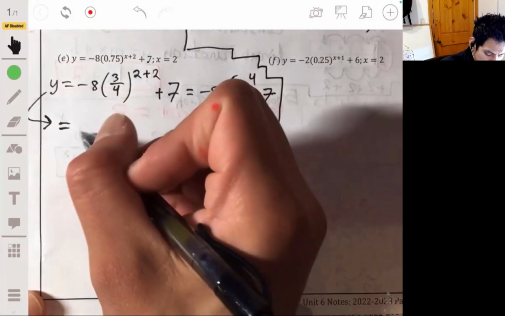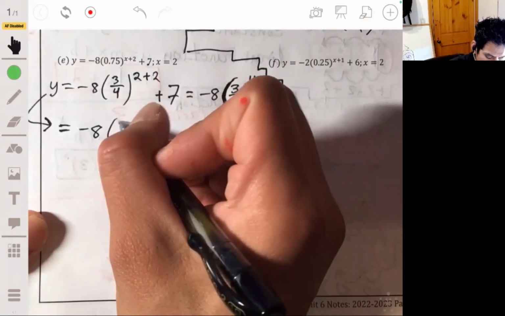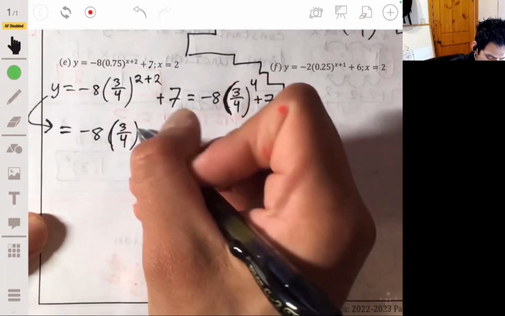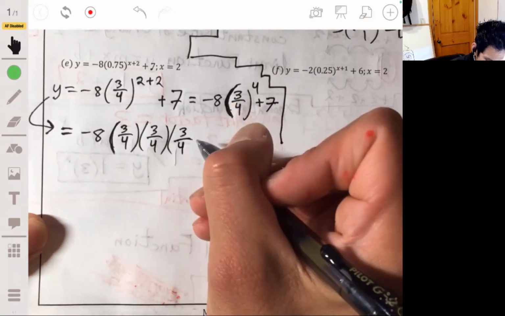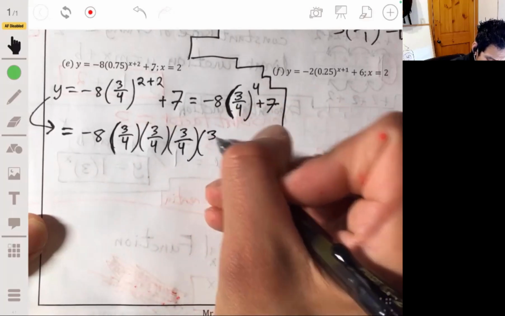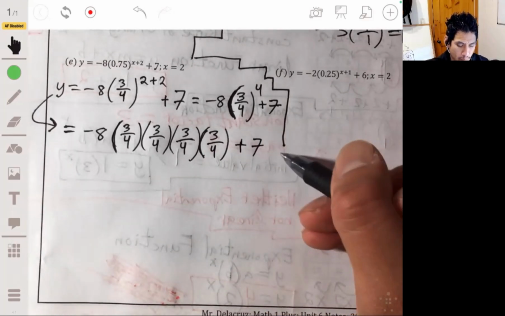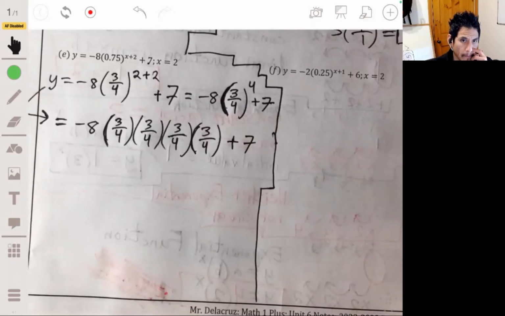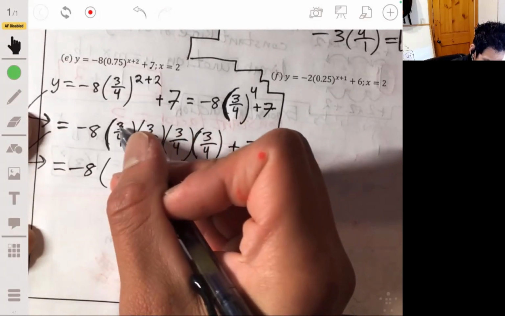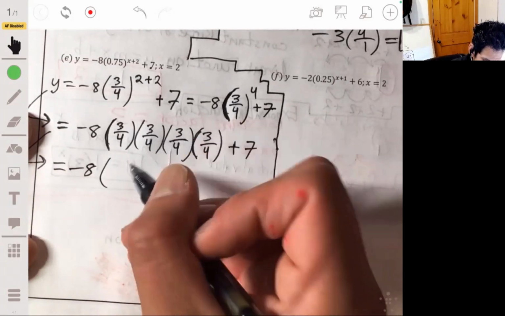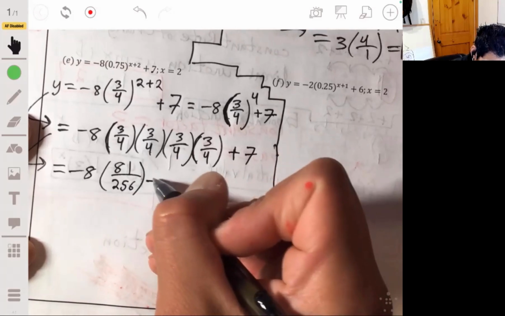Now, we're going to have -8 times 3/4 to the 4th power. And even though this is a fraction, all we're doing is the same thing as we would do with any number. We would have 3/4 times 3/4 times 3/4 times 3/4, so 4 times, plus 7 at the end, just like we would with any other number. And from here, we get -8 times, multiplying across, 3 times 3 times 3 times 3, 9, 27, 81 over 4, 16, 64, 256, plus 7.